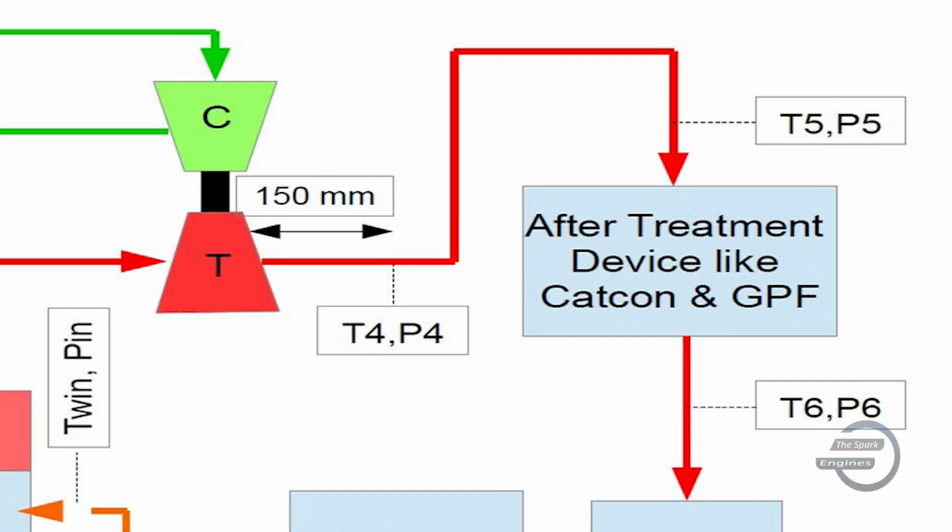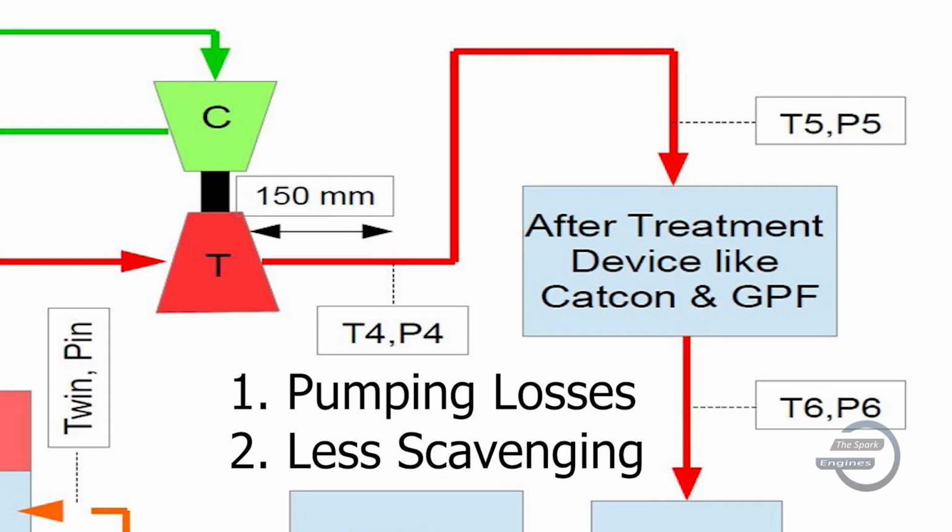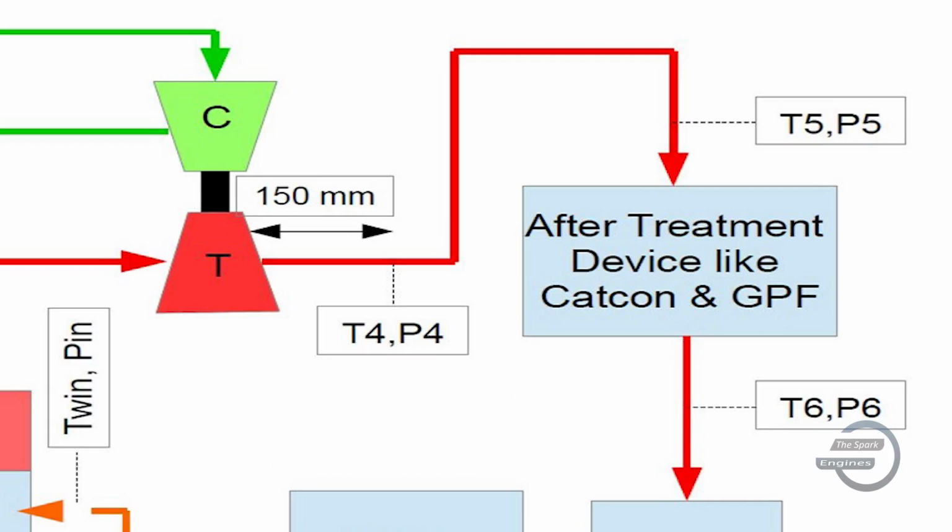If back pressure is very high, then it will lead to a reduction in power output of the engine because of two reasons. First, high back pressure will increase the pumping losses of the engine during the exhaust stroke. Second, proper scavenging will not take place, hence the combustion of your engine will get disturbed. Ultimately, we are going to lose the power output of the engine. So, to keep a check on exhaust back pressure, P4 is measured.